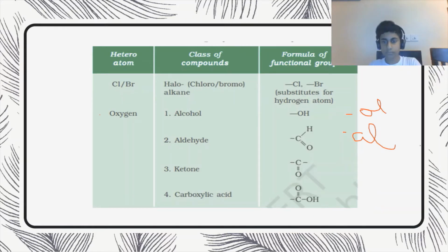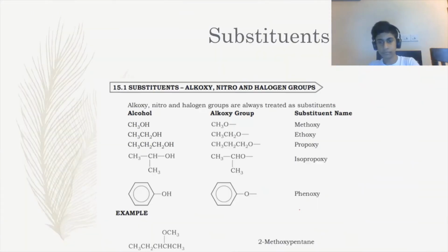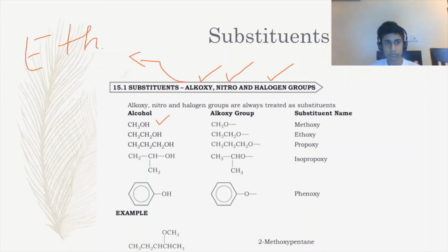Now, for the substituents, we have some groups like alkoxy, nitro, and halogen groups. The thing is, these groups are always treated as substituents, always. Now, let's take the alcohol group here, CH3OH, and let's see the alkoxy group. The alkoxy is basically ether. Nitro and halogen groups are just known like that.